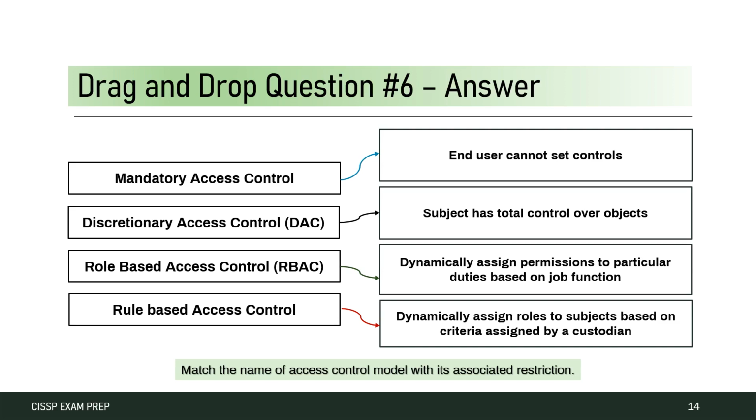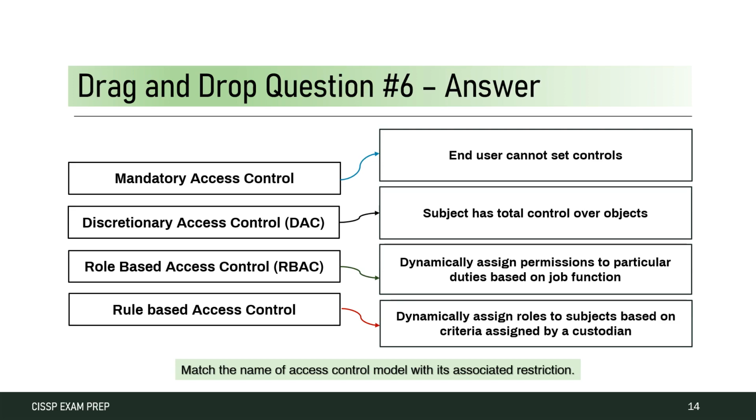So the restriction is end user cannot set controls, while discretionary access control, subject has total control over the objects, and the discretionary should be based on the owner of the object. Like for example, if you are the creator or the owner of a particular file, by default you have total control over that object or objects.